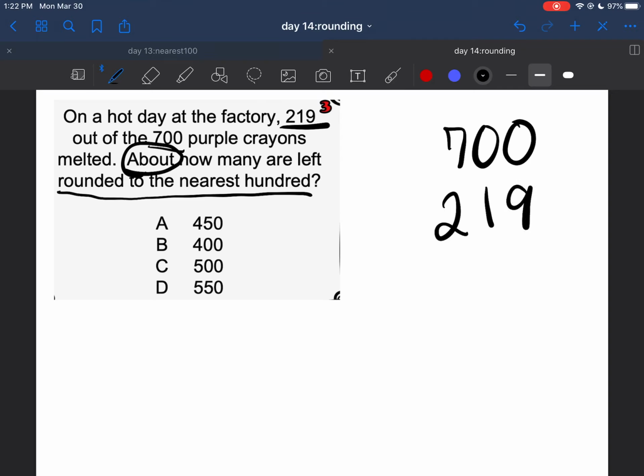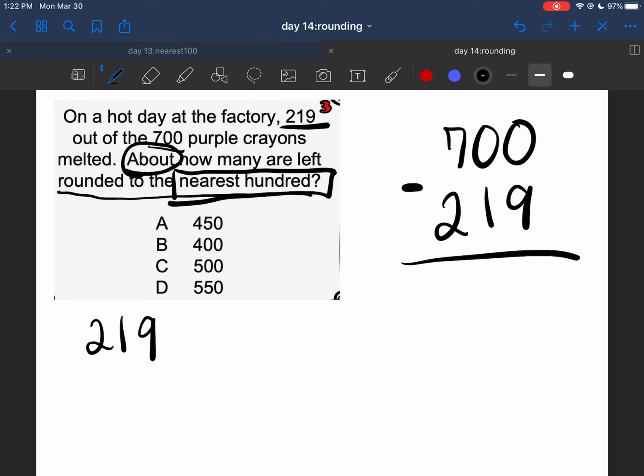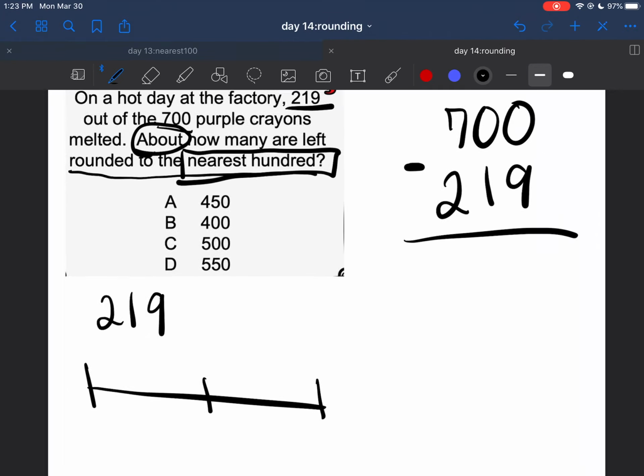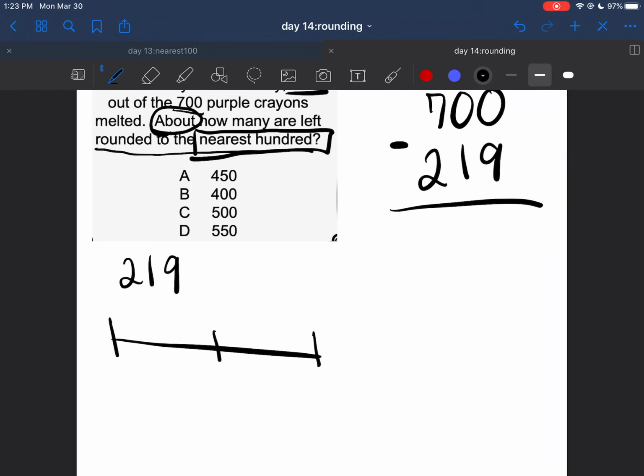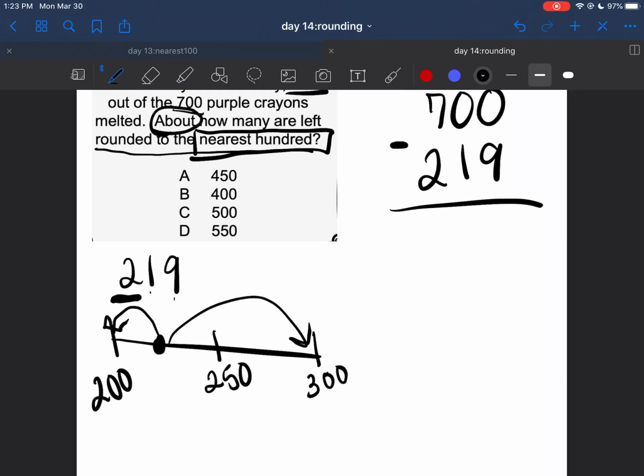So if they are melting, are we adding to the total number of crayons that we had, or are we taking away? We are taking away. So we know 700 minus 219. We also know that we need to round to the nearest hundred. Well, we can already see that 700 is already rounded to the nearest hundred. So let's go ahead and round 219. Benchmarks, midpoint. If I'm rounding to my nearest hundred, I'm looking at my hundreds place. Ones, tens, hundreds. What is the value, or how much is 200s worth? It is worth 200. What comes after 200? 300. In the middle is 250. 219 comes before 250. So is it closer to 200 or closer to 300? It is closer to 200. So 219 rounds down to 200.